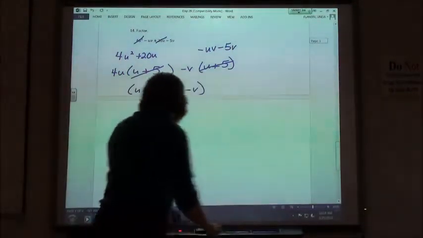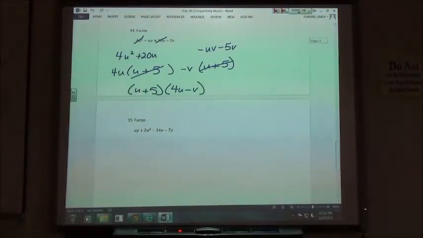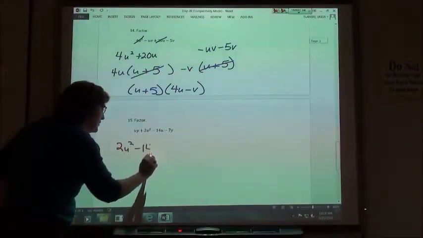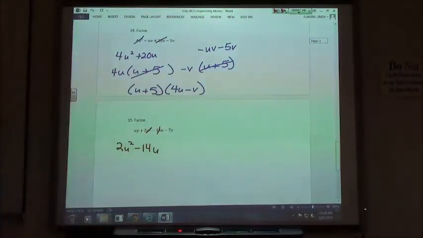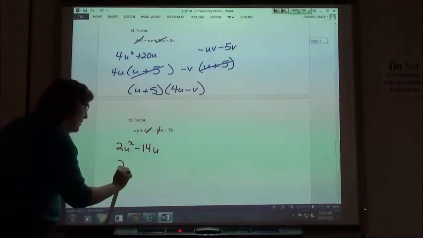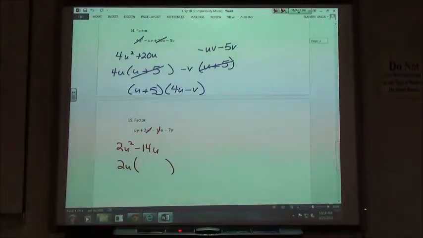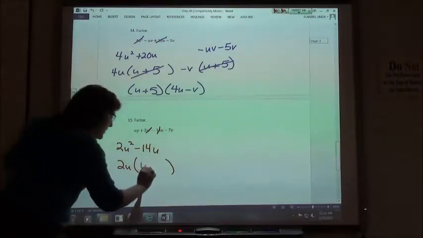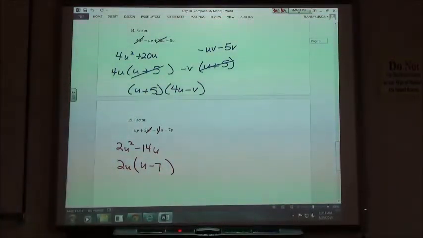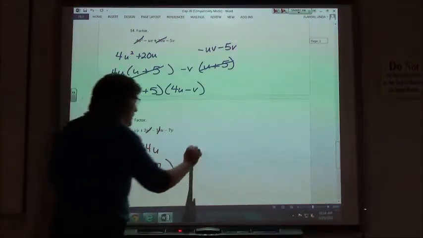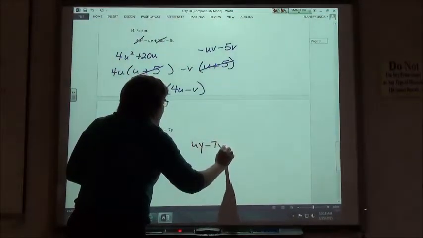And one last one of those, factoring by grouping. Which two should we start with? 2u squared minus 14u, and both of those are divisible by 2u. If I divide 2u out of each of those, I'm going to get u minus 7. So again, on my other two terms, I want the one with the u first. So I have uy minus 7y.